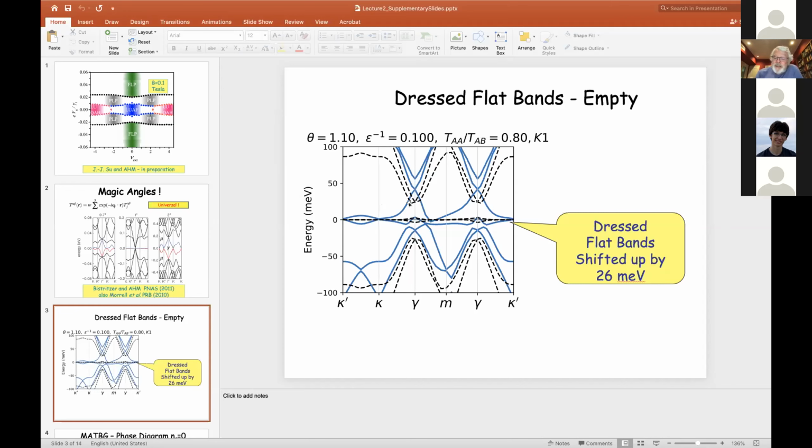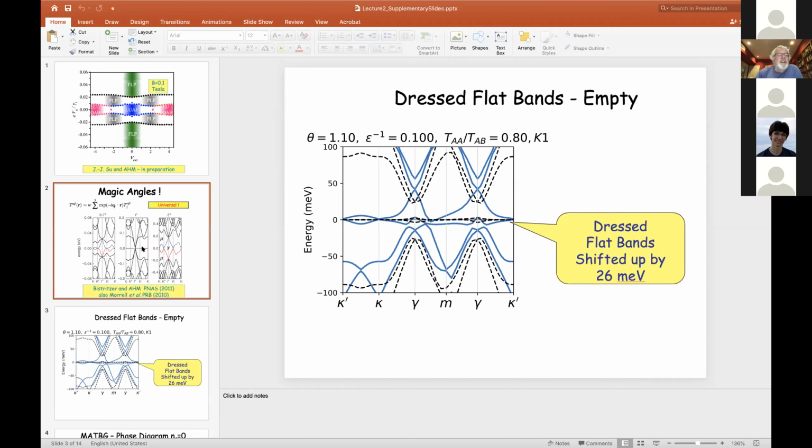When they're empty, there is a hole in the density near AA points, which is attractive for electrons, and the wave functions near the center of the Moiré-Brillouin zone, labeled gamma here, have less weight in this attractive region in the potential. And so in relative terms, they get shifted up.